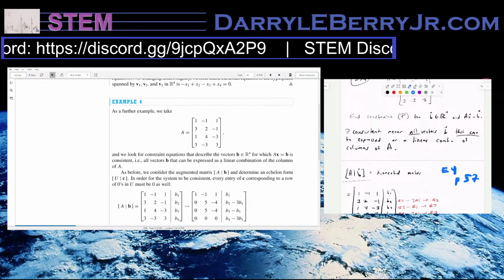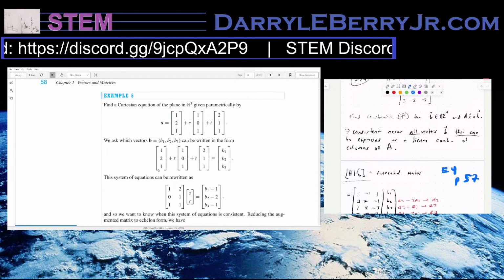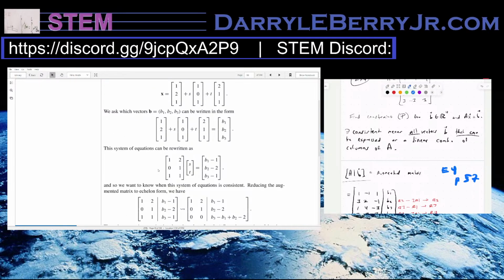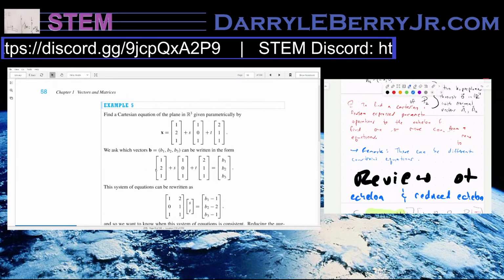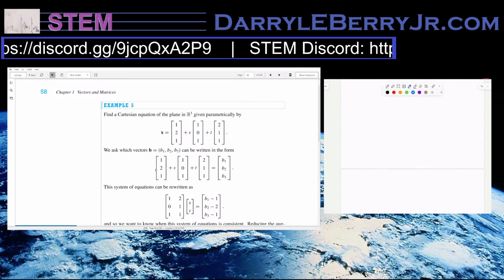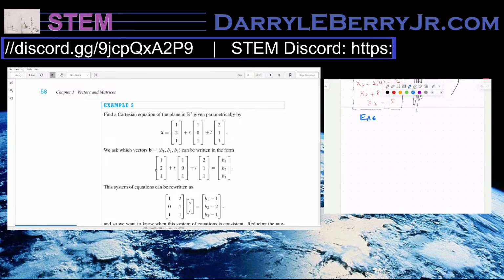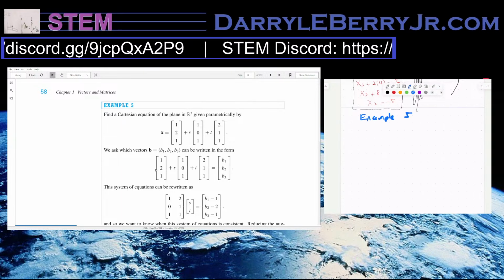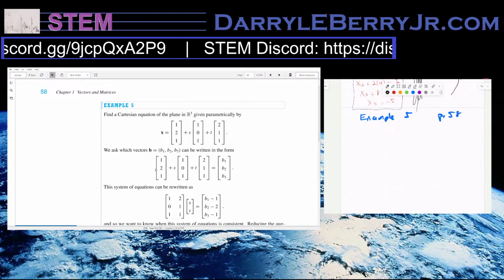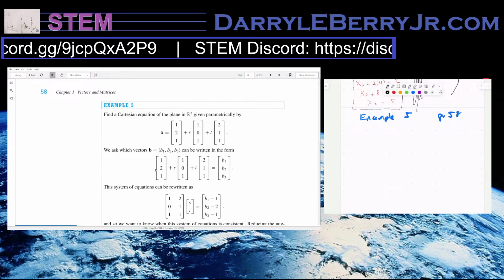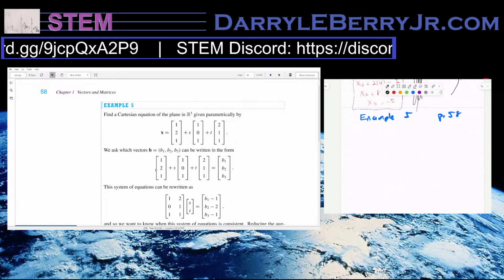So what we'll do is we'll continue and round out this section here with example 5, because you'll be able to see what I spoke about a moment ago in the review. So this is example 5 on page 58 of the book. So what it says is find a Cartesian equation of the plane in R3 given parametrically.